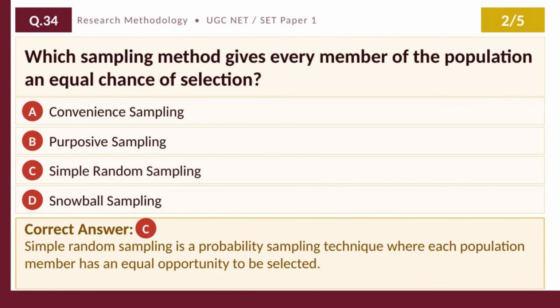Which sampling method guarantees every member of the population an equal chance of selection? The answer is simple: random sampling. As a core probability sampling technique, it eliminates selection bias by ensuring that every unit has an equal and known probability of being chosen for the study.